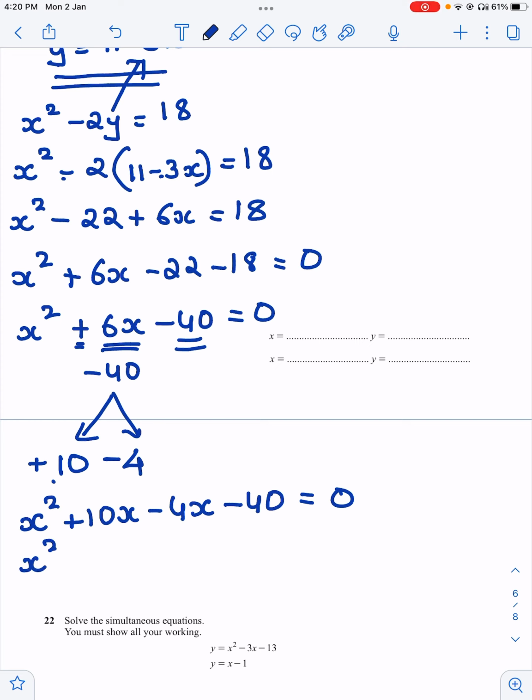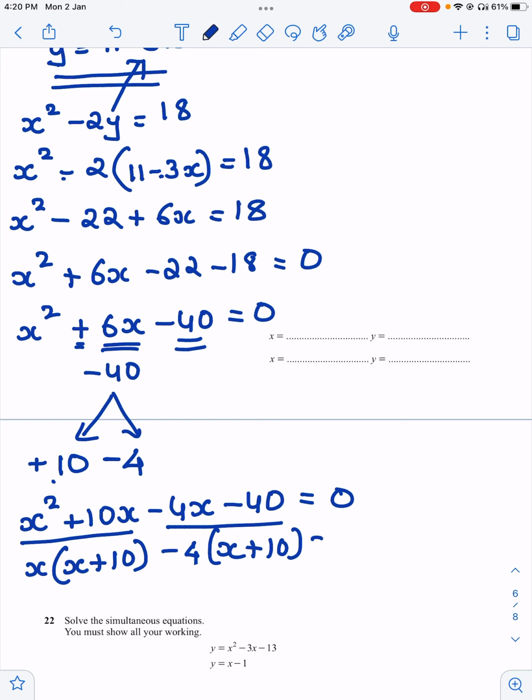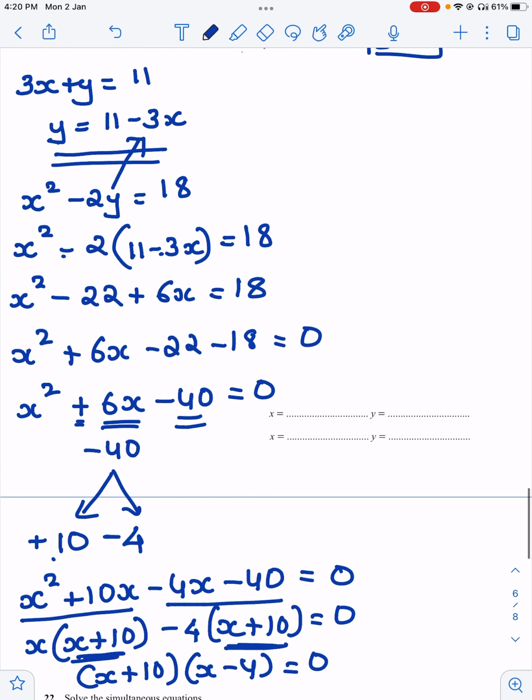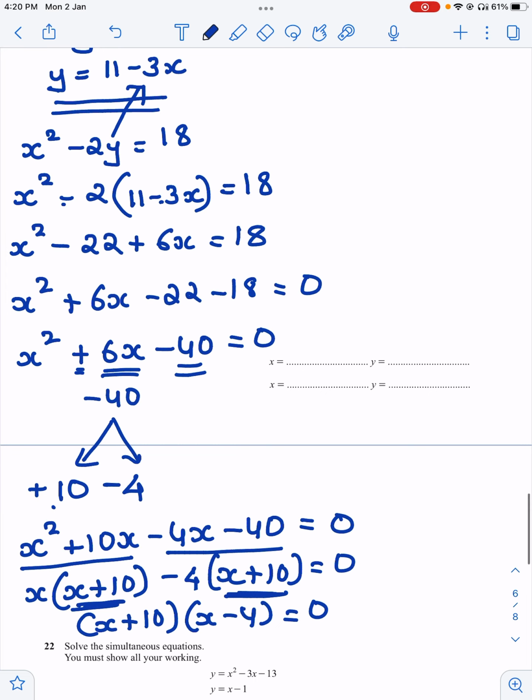So x square, okay, no need to write again. I find out the factors now. Factor between x square and 10x is x. I get x plus 10. And between minus 4x and minus 40 is minus 4. I get x plus 10 is equal to 0. Now these two are common. Write them once. And x minus 4 is equal to 0. Remember, these two brackets should always be the same. If they are not the same, make it the same. Now I carry this on to the second part here.